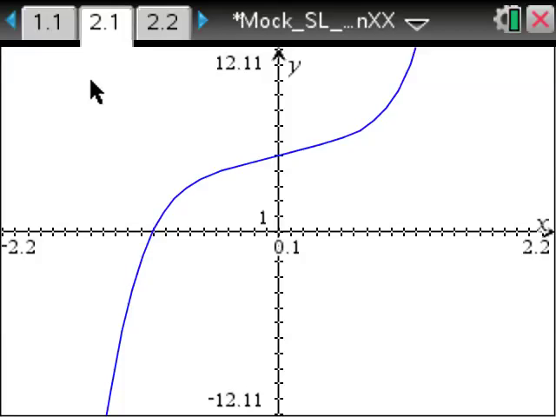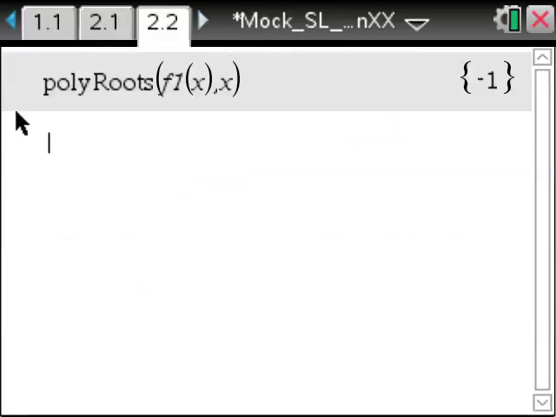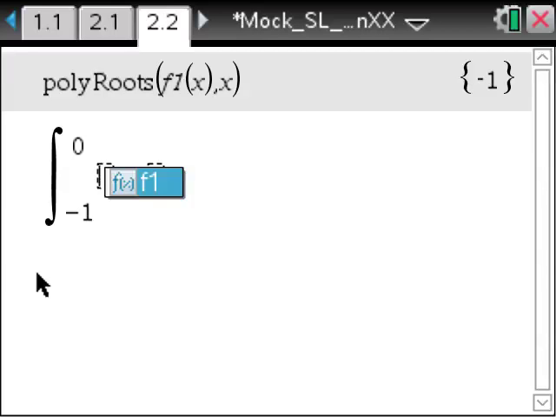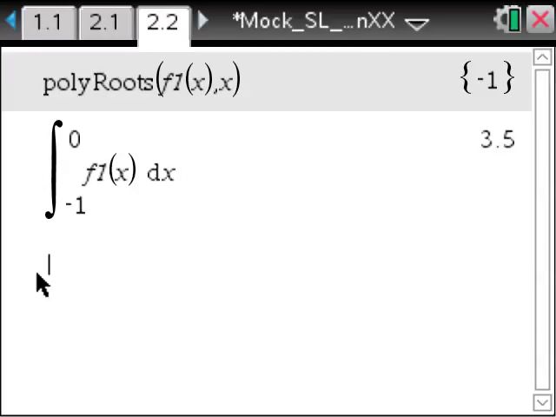Now, part C we can't do, that's an indefinite integral, but then it's wanting the exact value of the area between the regions. And so what we can do is simply evaluate on my calculator page. I'll press the template button, go to definite integral, and we're going to go between the x-coordinate of P, which we just found out to be -1, and the x-coordinate of Q, which was 0. The function, we can just press var and choose f1 of x. Pressing enter, I get 3.5.